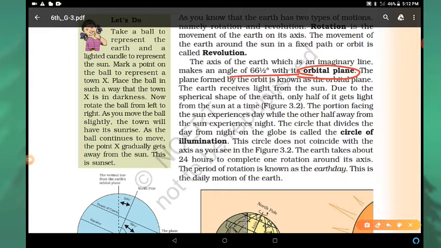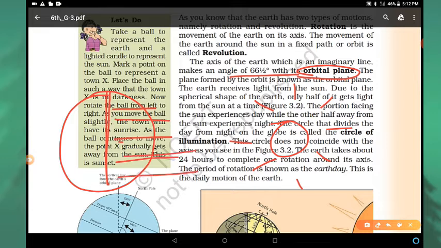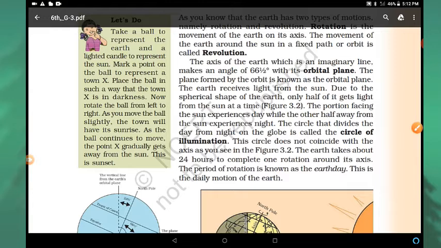Earth receives light from the sun due to the spherical shape. One half of earth, this is sun, and this half side will get the sun rays or sunlight, and in this part there will be darkness due to the spherical shape, right? This is the main cause. The portion facing the sun experiences day, while the other half away from the sun experiences night.